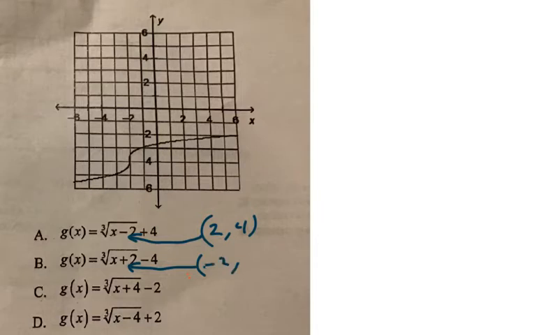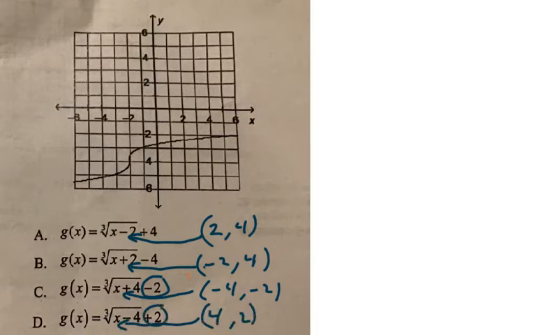-2, 4. Again, all I'm doing is making the key part 0, right? What in there makes it 0? That would be -4, and I would end up with the -2 there. And if I plug in there a 4, I would get a 0, +2 there. So, as you can see, this one's going to be easy because all of these key points are different.